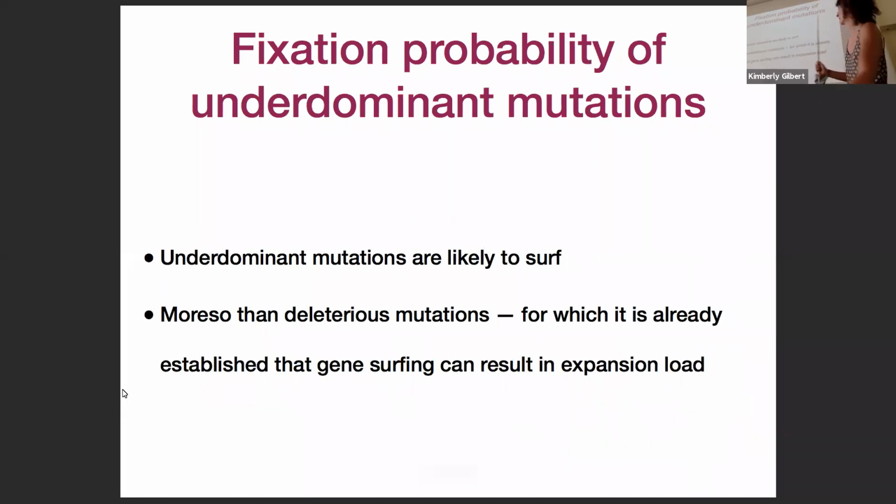So underdominant mutations are likely to surf. And this is even more likely than deleterious mutations, which have, again, been studied quite a bit to look at expansion load in the past.